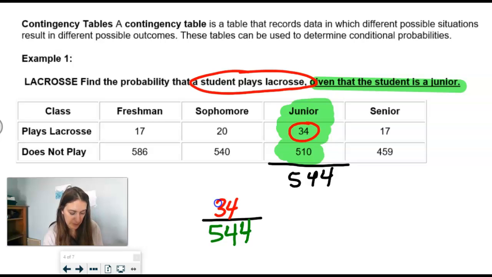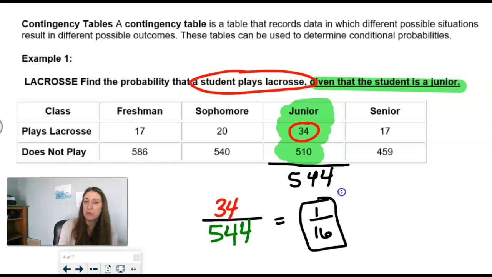So I'm going to cheat and use my calculator. 17 out of, oops, math error, 1/16, of course. So that's the probability that a student plays lacrosse given that the student is a junior. So if you were only allowed to look at the data from the junior class, that's the probability. That's what it asks us to do on that question.